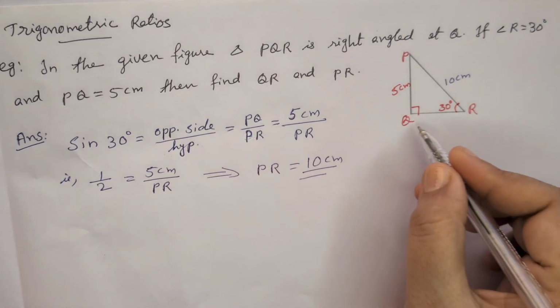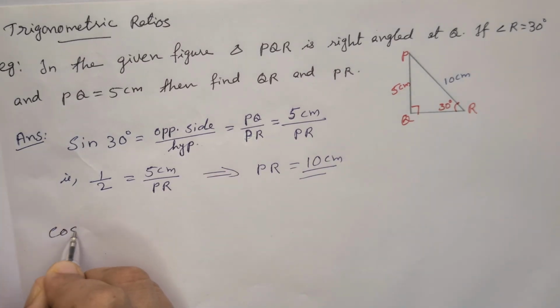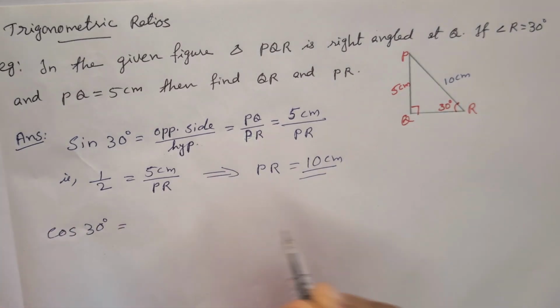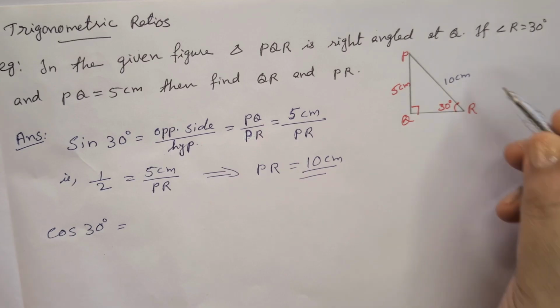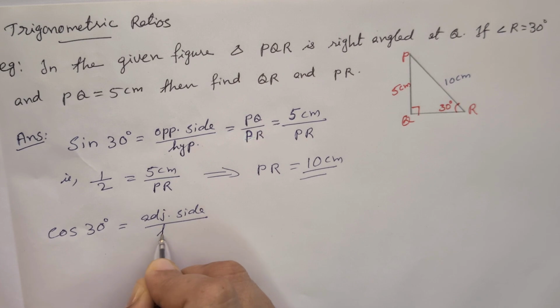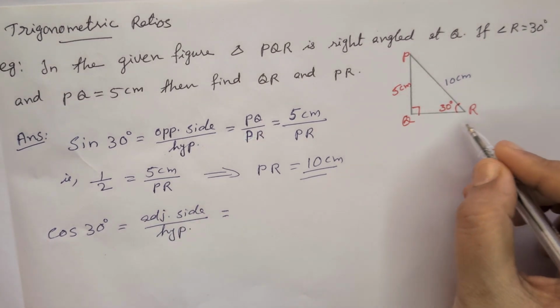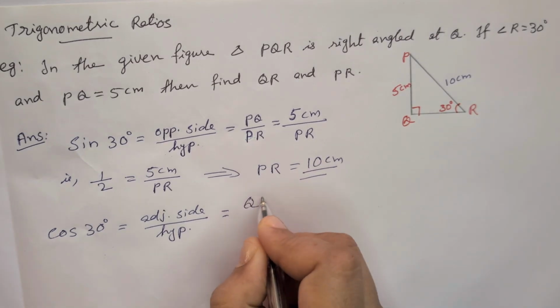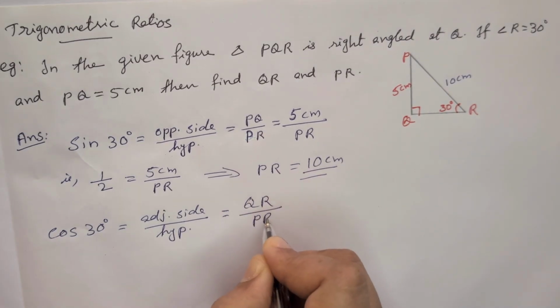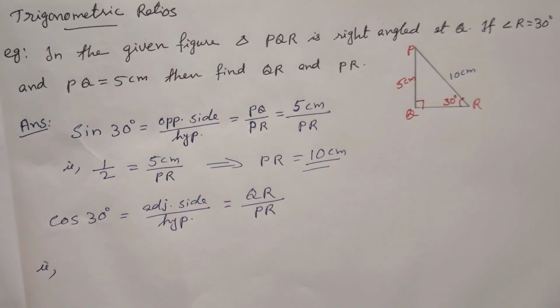Now next we have to find QR. For that we can use cos 30. Cos 30 is equal to, cos means adjacent side by hypotenuse, which is equal to adjacent side here, QR, by PR hypotenuse. Cos 30 from the table, we know that cos 30 is equal to root 3 by 2.